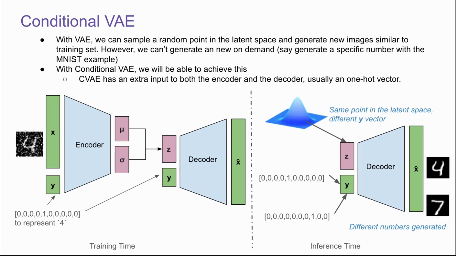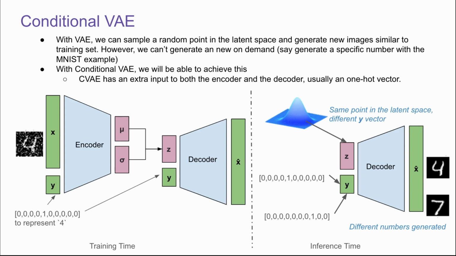With VAE, we can sample a random point in the latent space and generate new images similar to the training set. However, there's no control. Say we want to generate a specific number with the previous data set instead of a random one. How can we do that? That's why we have conditional VAE. Conditional VAE has an extra input to both the encoder and the decoder, usually in one-hot vector.